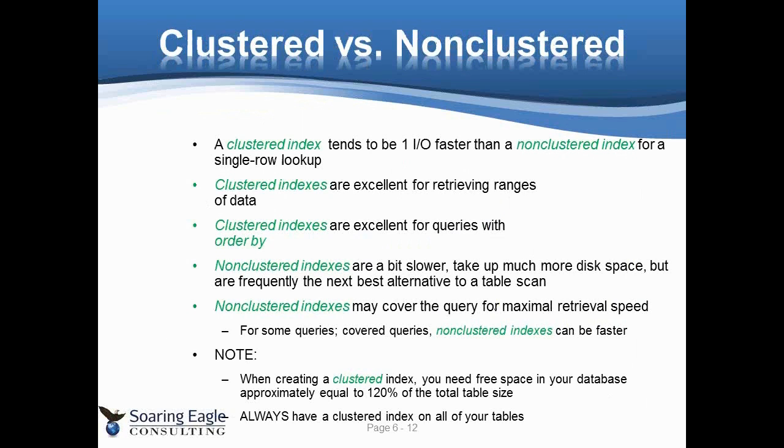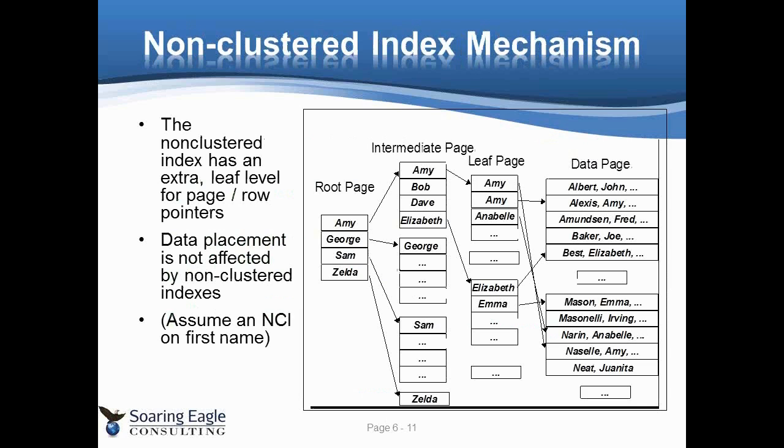So, quick review, clustered versus non-clustered. The clustered tends to be 1 IO faster because it has a smaller structure. Clustered are great for ranges of data, ordered by. The non-clustered are a bit slower, take up more disk space, but are frequently the next best alternative to a table scan. Note, it says frequently the next best alternative. That does imply that there are situations where it is more expensive to use the non-clustered index than to scan the table. I'm going to go through that one again just because it's important.